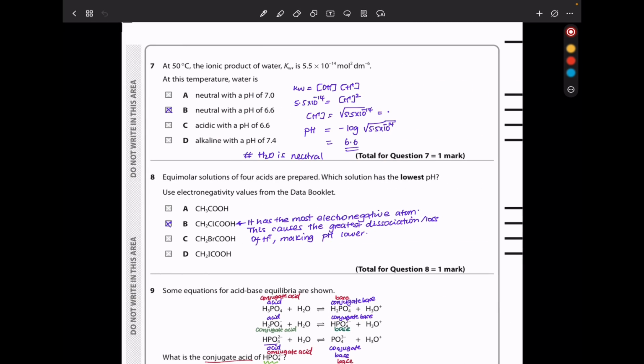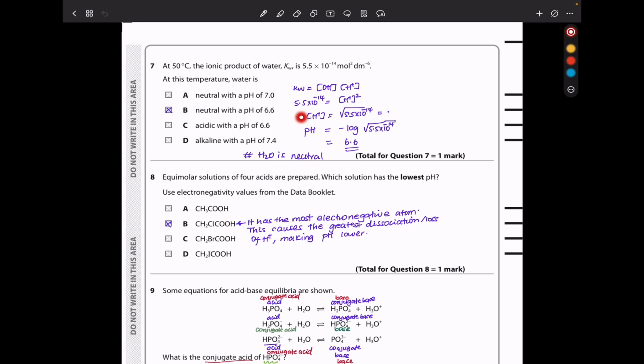In question 7, at 50 degrees Celsius, the ionic product of water Kw is 5.5 times 10 power negative 14 moles squared per decimeter power negative 6. At this temperature, we're calculating the pH, so Kw is equal to the concentration of OH- times the concentration of H+. If it is 5.5 times 10 power negative 14, this is equal to the concentration of hydrogen squared.